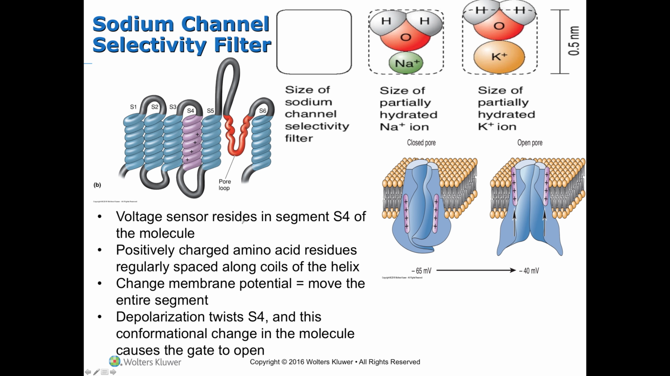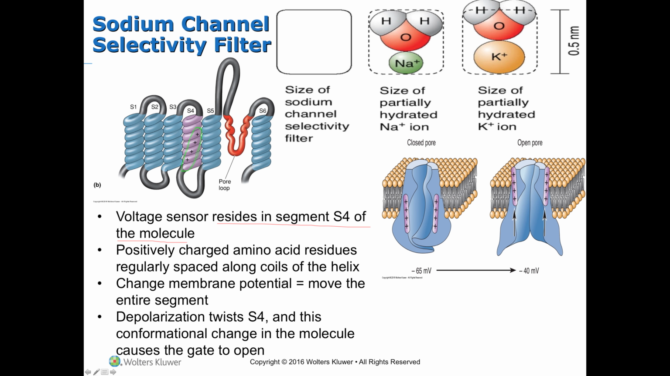So the voltage sensor resides in segment S4 of the molecule. Positively charged amino acid residues are regularly spaced along the coils of the helix. So let's change this pin color to green. Right here along the coils of the helix, you'll see that there are positively charged amino acid residues. Now this is important for why this acts as a voltage sensor.